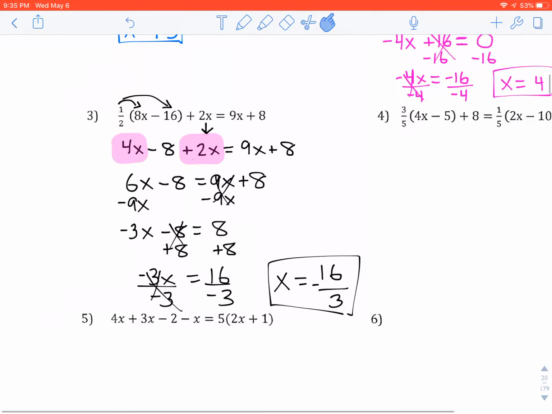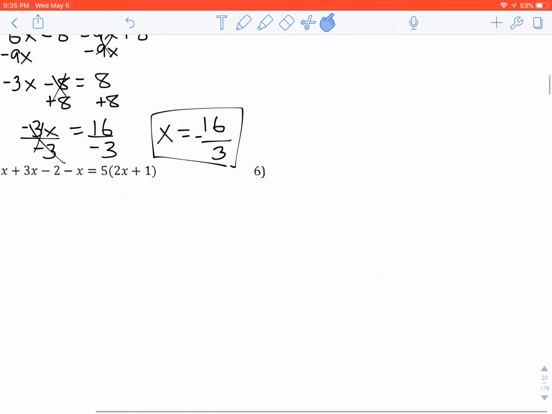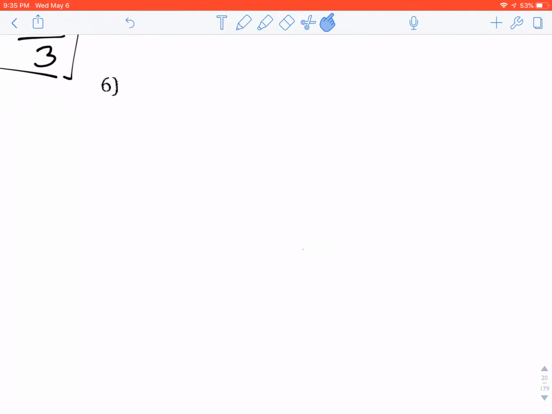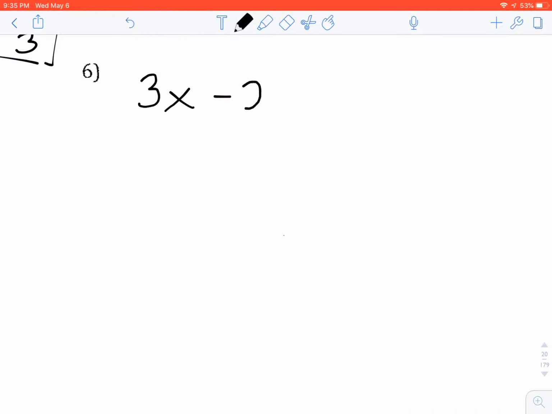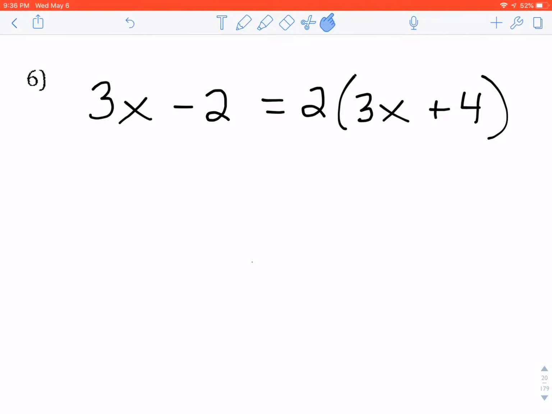Let's do one more. So I'm going to skip 4 and 5 for now. Let's go to number 6, which I know is blank. And I want you guys to add in, let's do 3x minus 2 equals 2 parenthesis 3x plus 4 parenthesis. Okay, so similar setup as the other ones we did, but I just want to make sure you're okay distributing on the right and not always just the left.